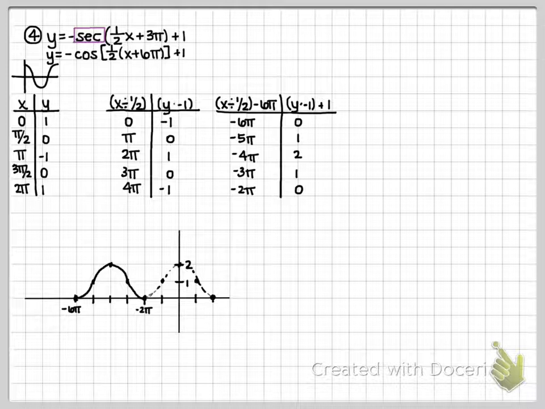I'm going to go ahead and go back up to my original equation, and I'm going to do this in purple this time. So this is going to give me negative secant. Looks like I took a half out. I got x plus 6 pi, and then plus 1.